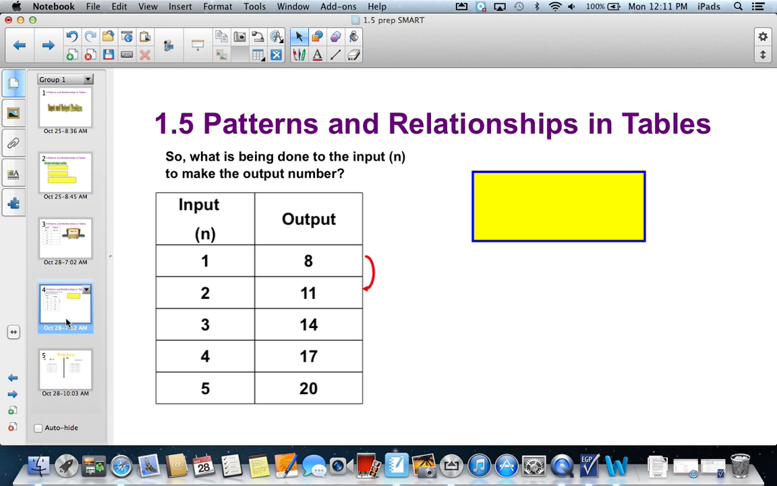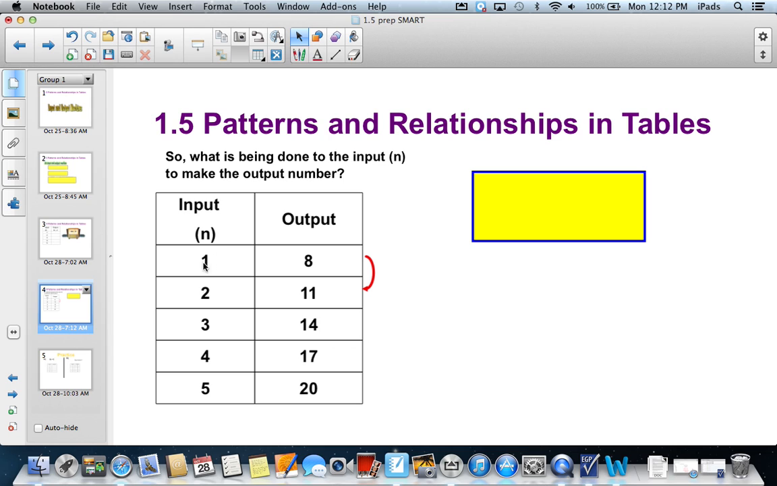Now sometimes you have to figure out what is being done to the input to make the output number. In this case, we've had an input-output machine. We've put in a 1, and we've multiplied it or added it or subtracted it or divided it, whichever combination. We've done something to our n to make 8. Then we put 2 in, and the output was 11. 3, 14. 4 was the input, 17 was the output. 5 was the input, 20 was the output.